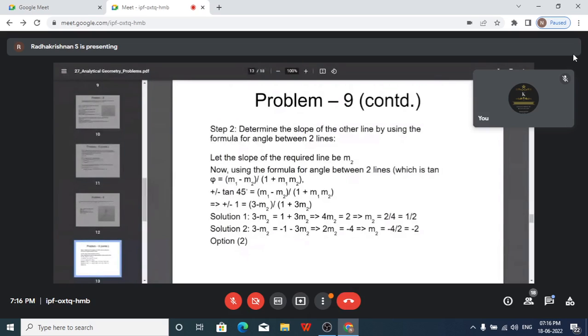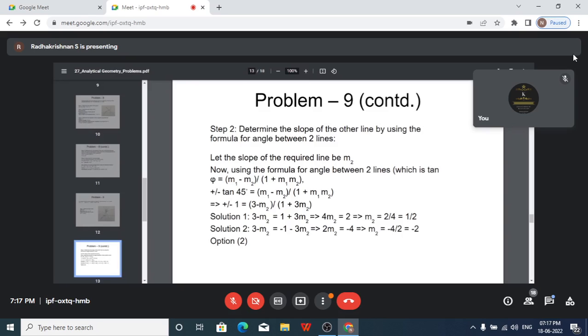If you put this, tan 45 we know is plus or minus 1. So you substitute for m1 and you can determine m2. Since we already determined m1 as 3, you substitute 3. So you get two solutions obviously. For plus 1 there is one line and minus 1 there is another solution. So the two solutions are half and minus 2.